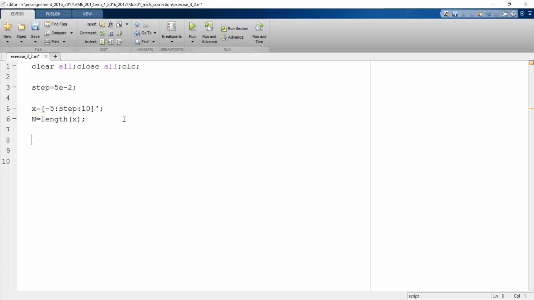And we will write a loop for small n going from 1 to big N. We will do if x of n is strictly less than minus 1, we will write that f of n is equal to x of n exponent 2 times sine of x n.